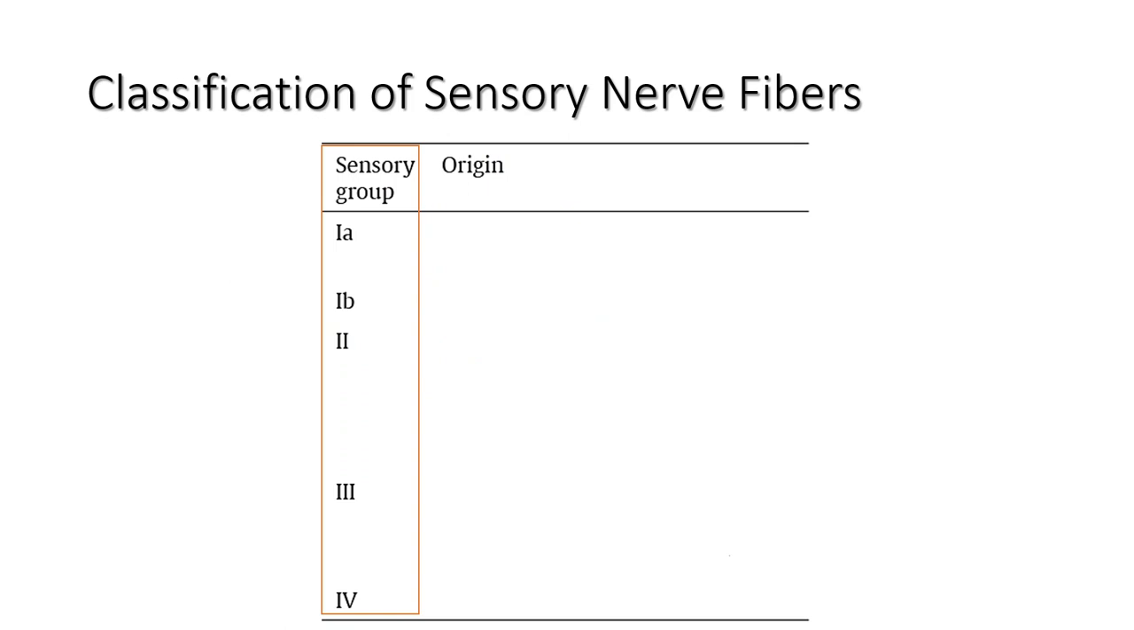The primary sensory neurons in the dorsal nerve root are of different types. One way of classification will be presented right now. This classification is also called the numerical classification of nerve fibers.